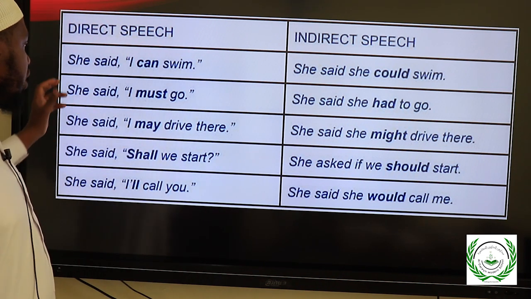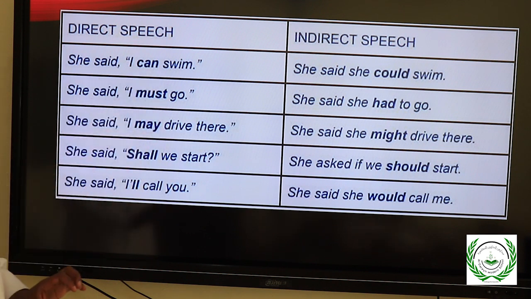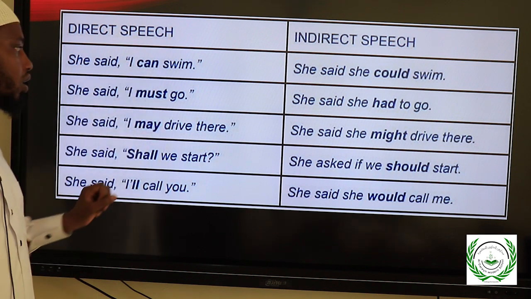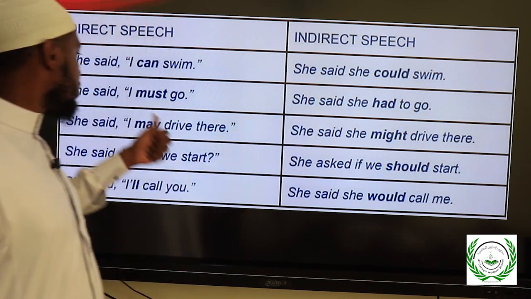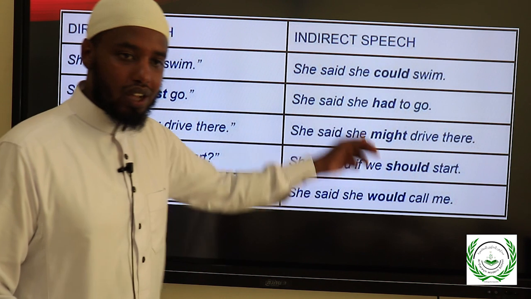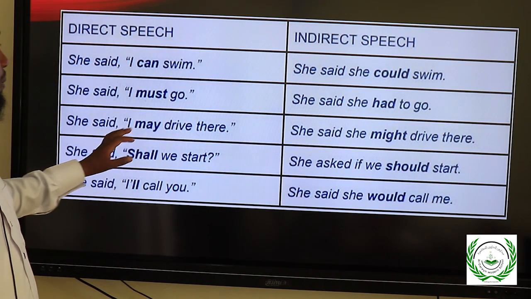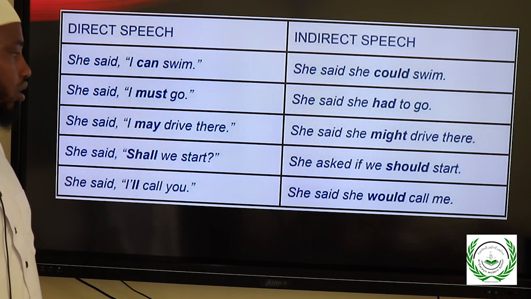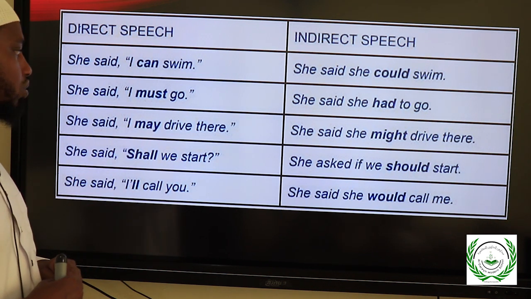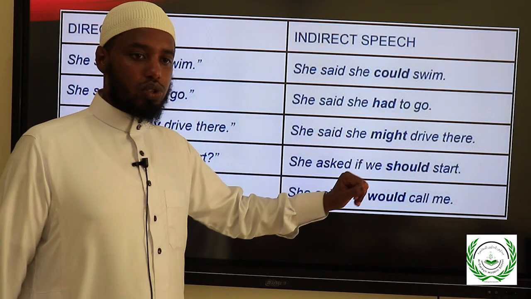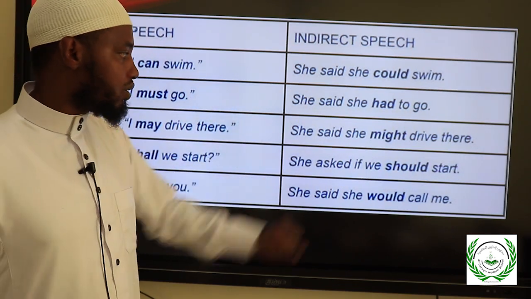Here she's saying, "I must go." And then indirect speech, she said she had to go. So we changed I must go to had to go, because we made it in the past. She said, "I may drive there." Those are the words of the person who spoke. She said she might drive there. You can see the change from may to might.